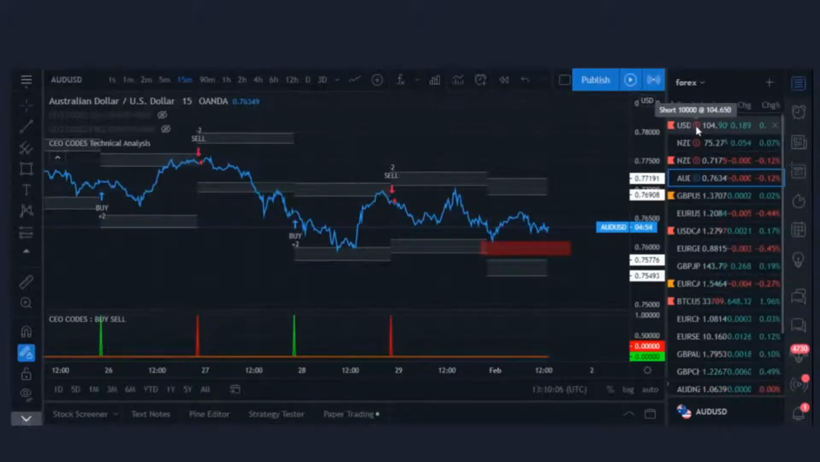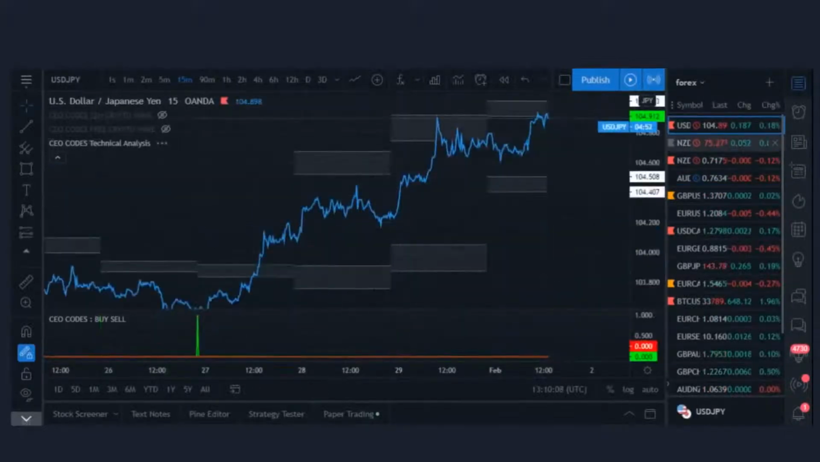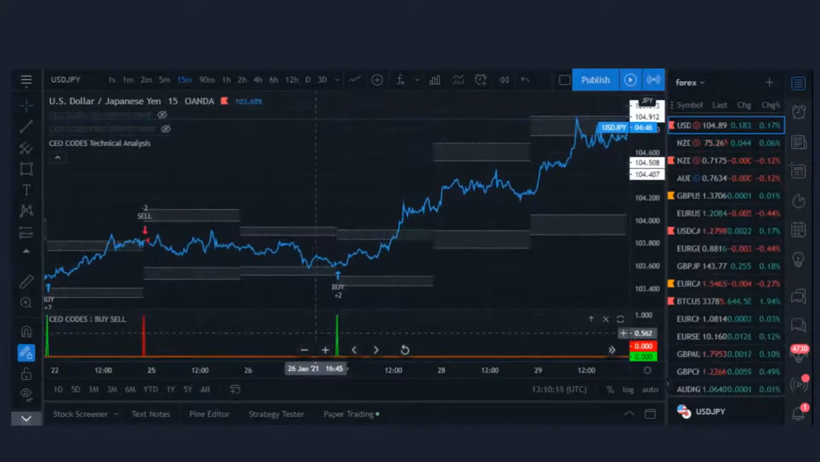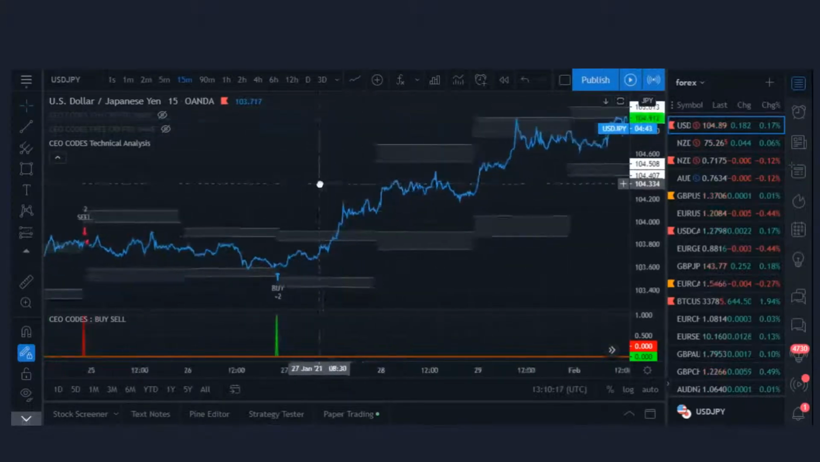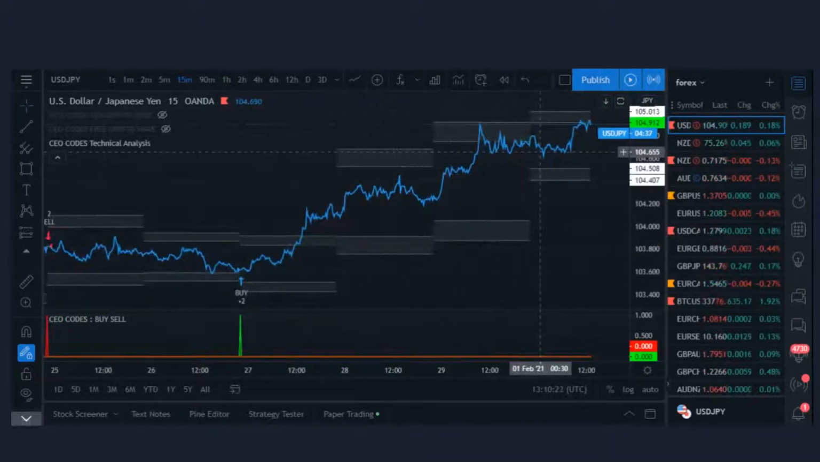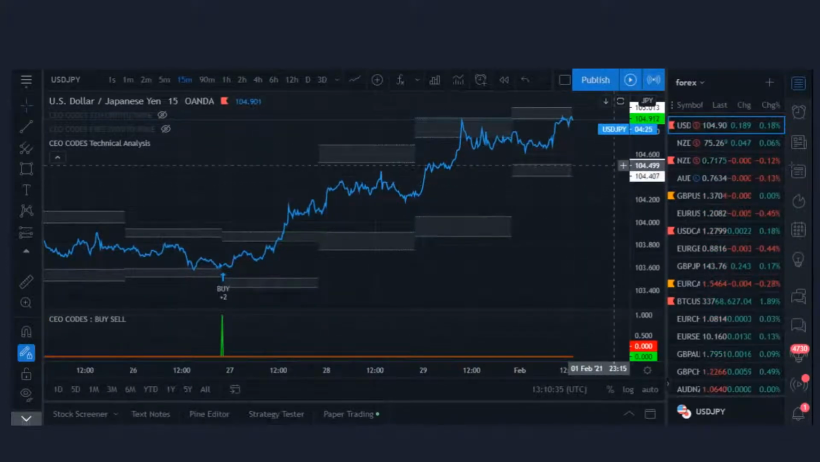Also, we have USD Japanese yen. As we can see, on the 26th of January it started to go up and is just reaching the 1.5 today. At the 1.5, we expect a bit of a drop down there, maybe to the previous support. We will see with the New York open, so we can understand what will happen.